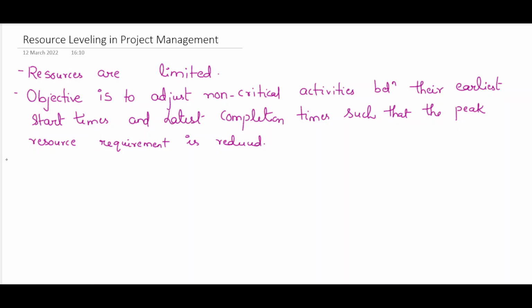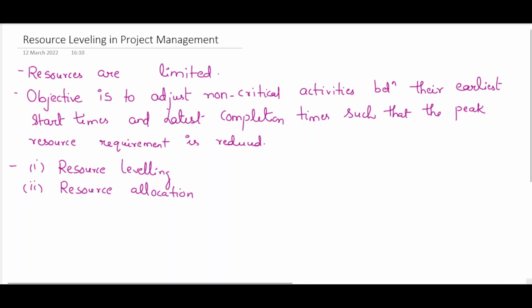And under this category, there are two types of problem. First one is resource leveling, and second one is resource allocation. So today I will be first dealing with resource leveling kind of problem.